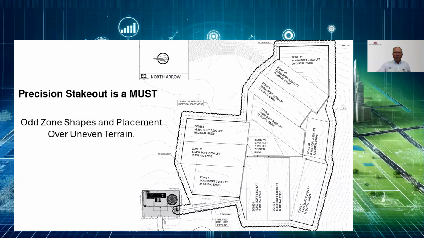Okay, moving back to the field with our equipment from our plans. Our stakeout is a very big must. We have to make sure we're going back into the right places. If you can see on this one, there are a lot of odd shapes out here along a lot of contours. Finding those corners and making that all happen the right way takes some precision in getting back to the field with what we designed.